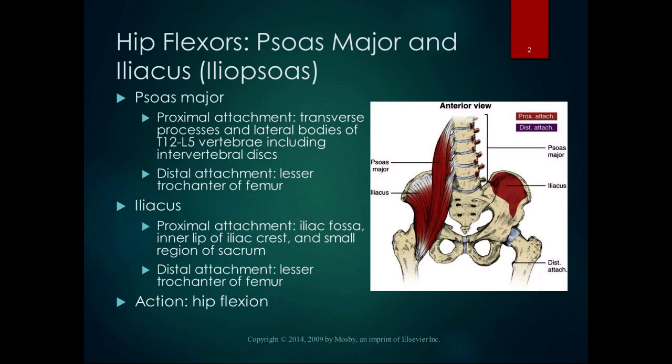The iliacus is seated in the iliac fossa, the anterior part of the ilium, and its distal attachment, it shares with the psoas major, the lesser trochanter of the femur, and they do hip flexion. They are major hip flexors and anterior hip rotators, and we will talk about anterior and posterior pelvic tilt in the next section. But really, tightness or weakness of the iliopsoas can cause a lot of back, trunk, pelvis, and hip problems, and so it's something that we address frequently in physical therapy. Because they're hip flexors, they get the femoral nerve.